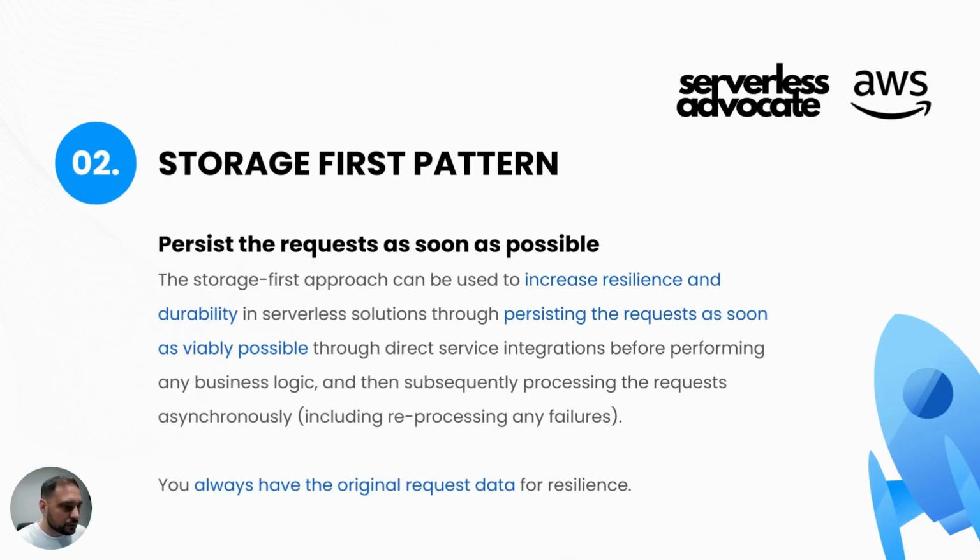So next, we're going to look at the storage first pattern. This is one of my favorite ones along with the event gateway pattern. So with the storage first pattern, this is where we persist the requests as soon as possible, and that increases resilience and durability. So in the previous example, if we had a bug with that Lambda, say, we've lost that request. We return a 400, say, a bad request to the customer, and they then have to remake that request with a different payload. Whereas what we're saying here is we're going to store that request as soon as we can, so we don't lose it. We've got the original request data for resilience.